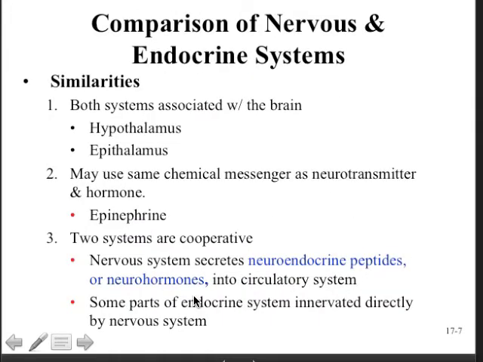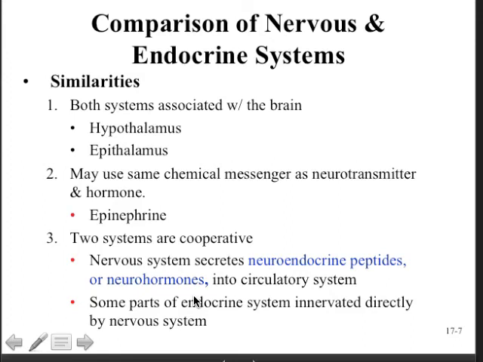So, if we compare the nervous and endocrine systems, both of them are associated with the brain. The hypothalamus, of course, is associated with the endocrine system and the nervous system, as is the epithalamus. And they may use the same chemical messenger as a neurotransmitter and a hormone, so it may have different uses in two different systems. Epinephrine is an example of a chemical that's both a neurotransmitter and a hormone, depending on what gland is secreting it.